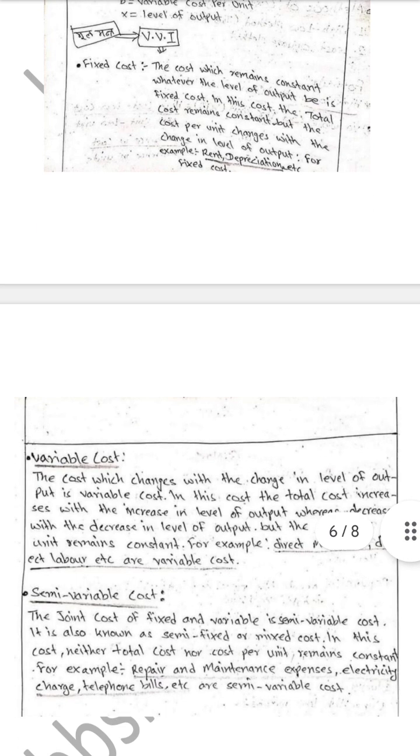र यसको very important मा चाहिँ fixed cost भनेको चाहिँ the cost which remains constant whatever the level of the output is fixed cost. In this cost, the total cost remains constant but the cost per unit changes with change in level of output. For example, rent, depreciation is fixed cost.